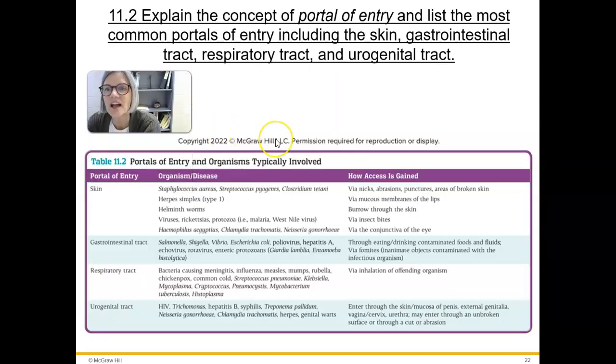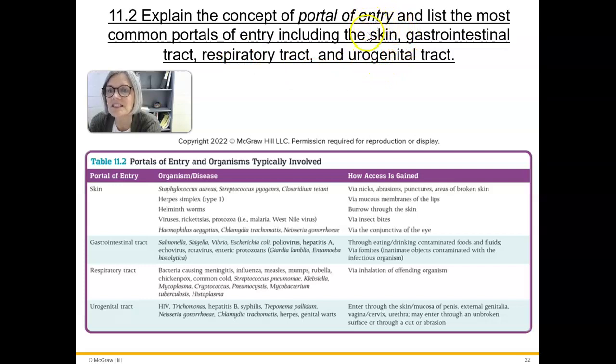The portal of entry, and again, during COVID, we tried to protect our portals of entry. The portal of entry is where that pathogen enters the patient. And sometimes it's not that intuitive, but sometimes it is. So we'll go through some of these and you'll see which ones are. We're going to look at the common portals of entry, and the ones I want you to be familiar with are skin, gastrointestinal tract, respiratory tract, and urogenital tract.